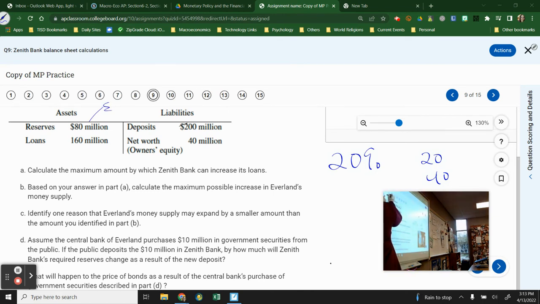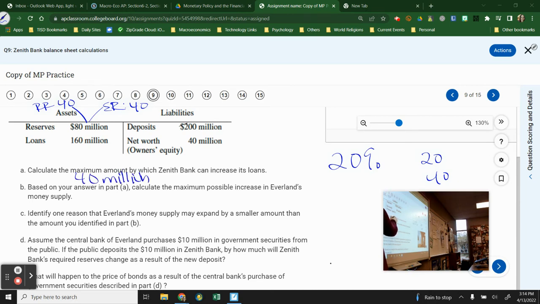So how much is in excess reserves? Right, because required reserves is 40 and 80 is total. The rest of it, which is also 40, is excess. So how much can they loan out on A? 40 million. I got A right.